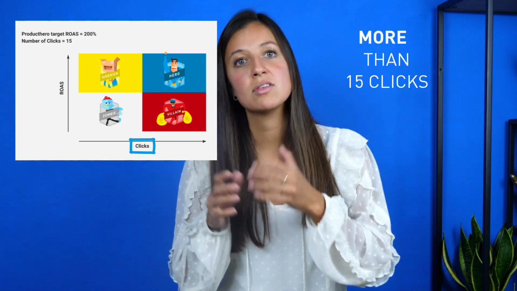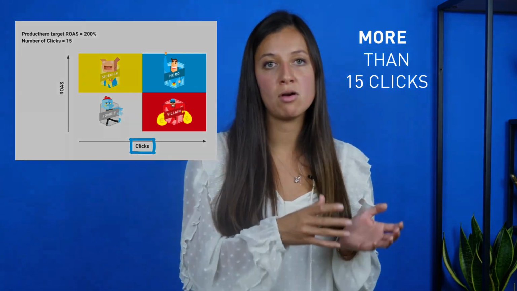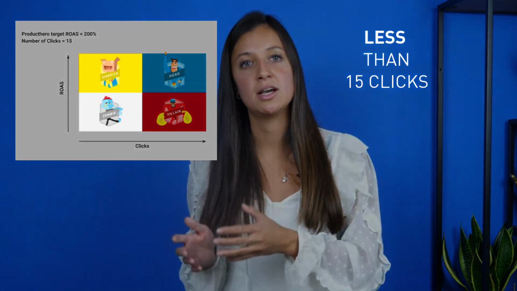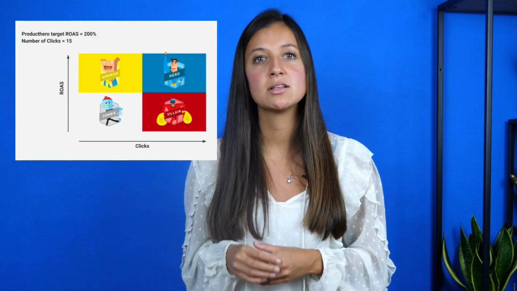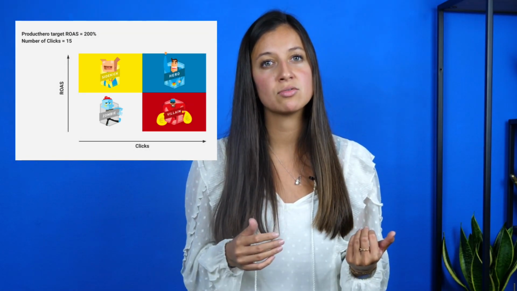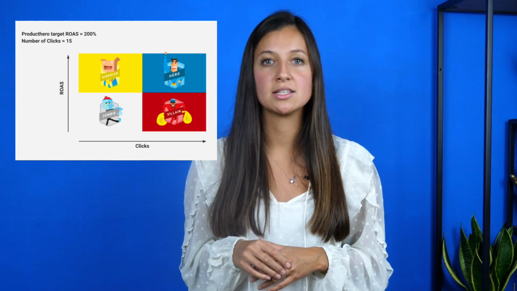And now the number of clicks. This is on the x-axis. You set the number of clicks in the Labelizer at 15. This means that products that have more than 15 clicks will become a hero or villain. And products with less than 15 clicks will become a sidekick or zombie. So, if a product has a higher actual ROAS than 200% Producthero target ROAS, and it has more clicks than the 15 you set, it becomes a hero.